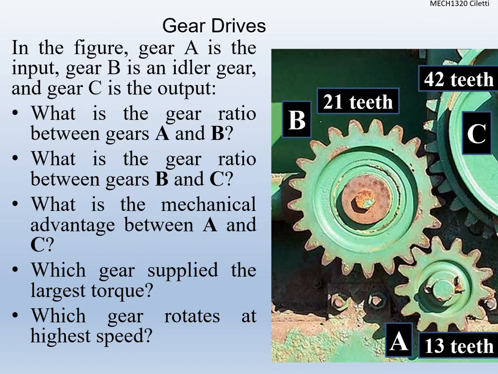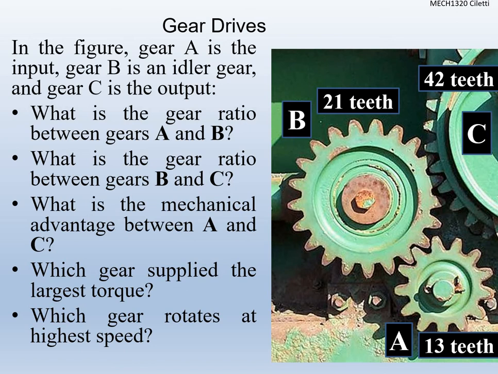All right, so let's take a look at some examples here. We have gear A, that's the input. Gear B is the idler gear here, and gear C is the output. It is important to know that B, even though it's an idler gear, is the output for A. If we pair these up, there's always an input and an output. So even though gear B is the idler gear in the whole system, gear B is an output for gear A, and gear C is an output for gear B.